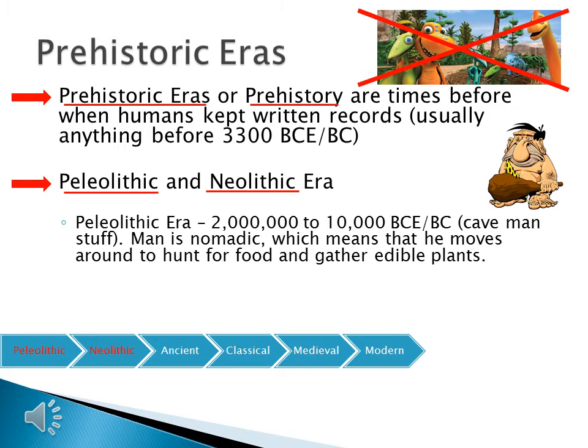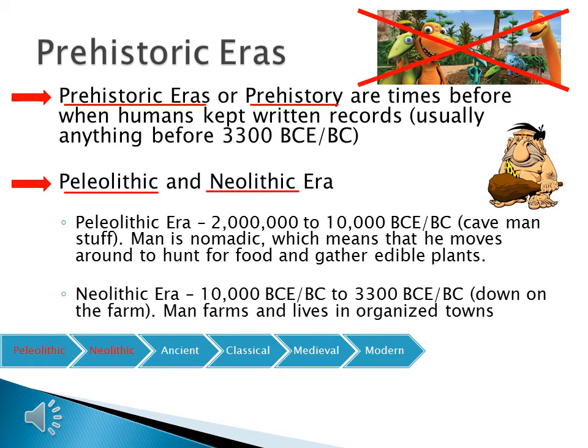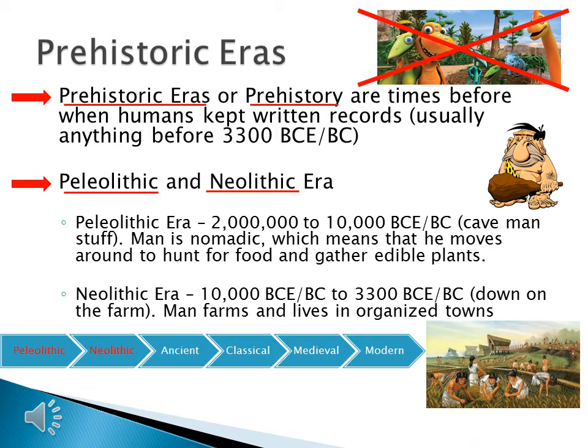The other era is the Neolithic era. That's from 10,000 BCE to 3300 BCE, and now man is down on the farm. Man has learned to grow his crops. He has domesticated his animals. He lives in a town. He doesn't have to move around to kill his food. Go to the next slide.